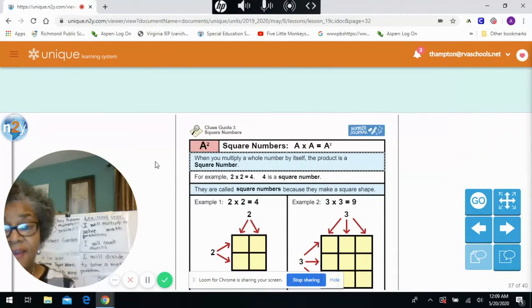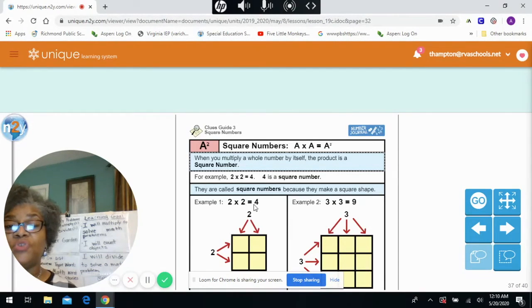It says a squared, square numbers. A times A equals A squared. When you multiply a whole number by itself, the product is a square number. For example, 2 times 2 is 4. The product is your answer from 2 times 2. And 4 is a square number. They are called square numbers because they make a square shape. Okay, they make a perfect square.